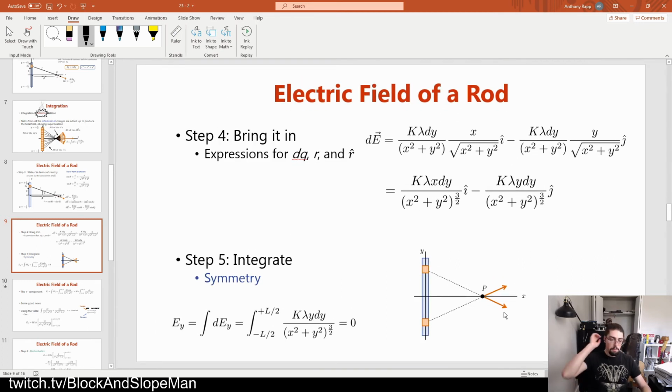So my argument here is that if we look at every single piece, if I'm taking every single dq on the positive half of this rod, right, so only from y is equal to 0 and up. If I look at every single dq, every single little orange square that I could possibly make, there's an equivalent orange square on the bottom half. And that equivalent orange square on the bottom half is going to have the exact same magnitude because it's the exact same distance away.